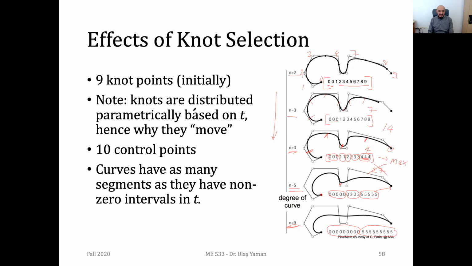So now you can say that these knots are actually distributed parametrically, and with the help of T, you can move your point anywhere on the spline. We have 10 control points, obviously, and you can have as many segments as you have non-zero intervals in the T. So this is how we use the knots, and the knot selection is highly important in determining the profiles of splines, B-splines and NURBS.